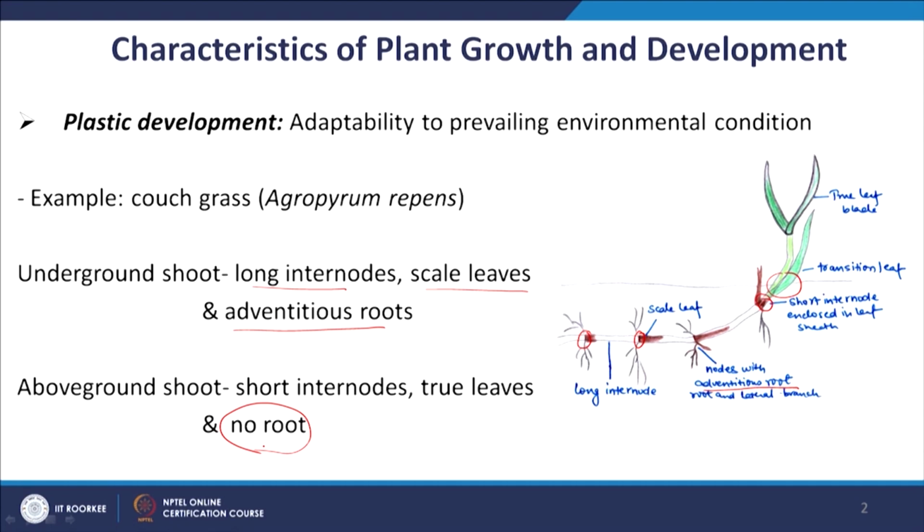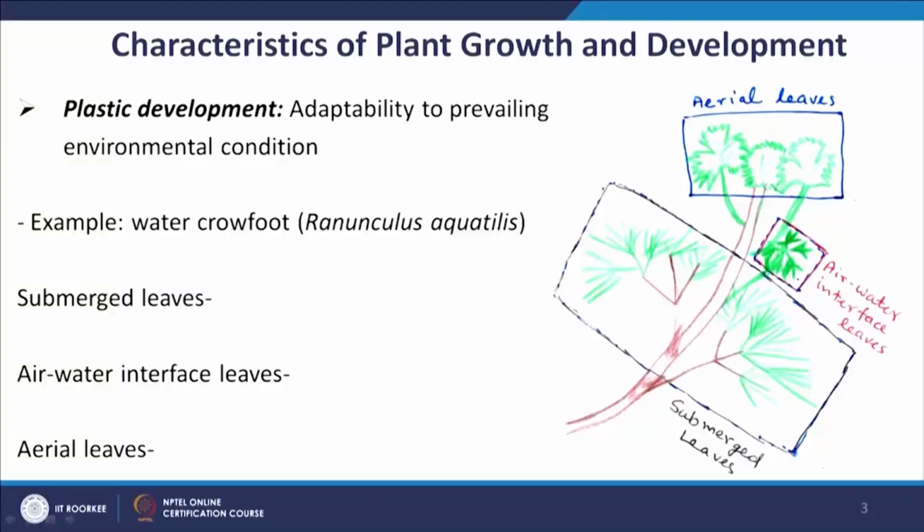It has made changes in its program of leaf development. Now the leaf is a different type of leaf. And more importantly, when it was underground, it had an active developmental program for adventitious root development, but once it comes above ground, it has to shut down the program of adventitious root development. This is a case of developmental plasticity.